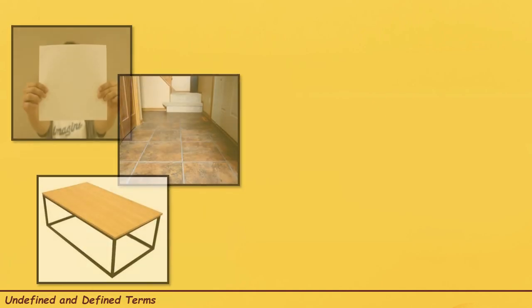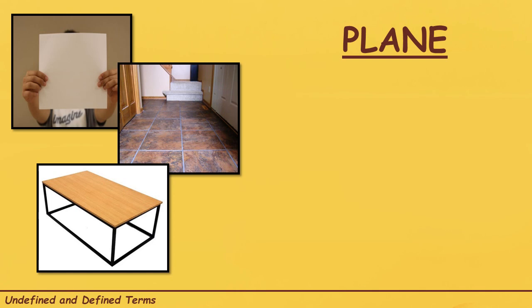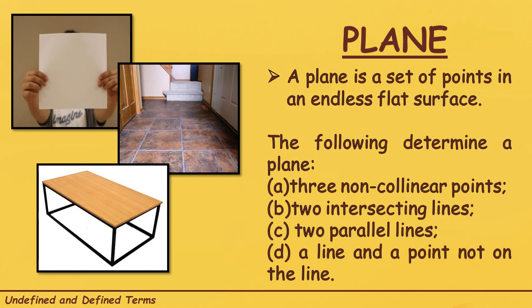Let's now proceed to the last undefined term, which is known as plane. A plane is a set of points in an endless flat surface. The following determine a plane. A. 3 non-collinear points. B. 2 intersecting lines. C. 2 parallel lines. D. A line and a point not on the line. Okay, so dito sa picture na nakikita natin, ito ay mga ilan lamang sa halimbawa ng plane na makikita natin sa ating paligid.